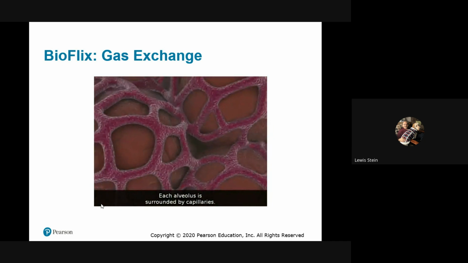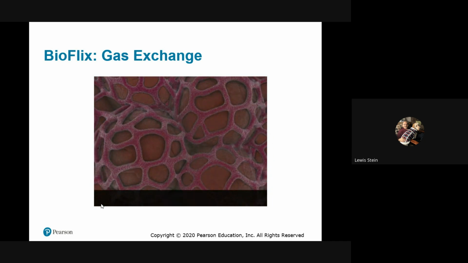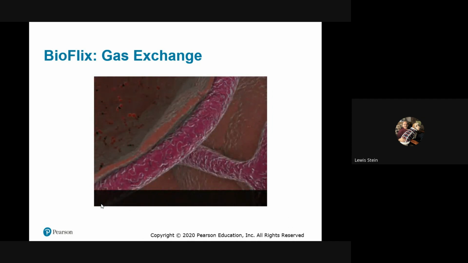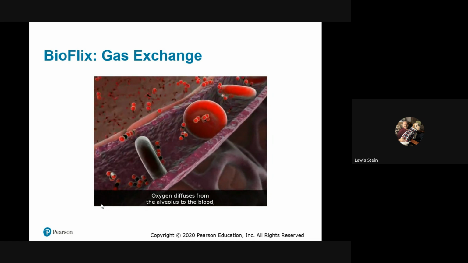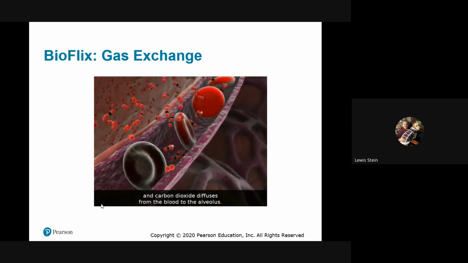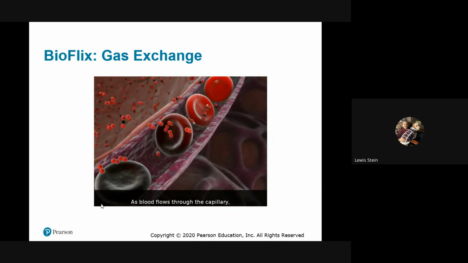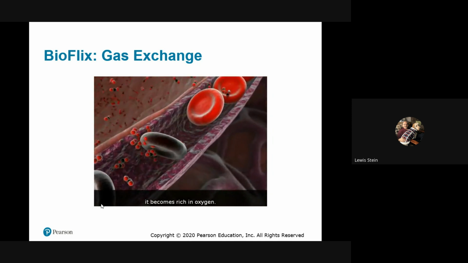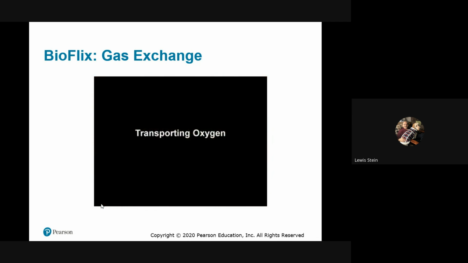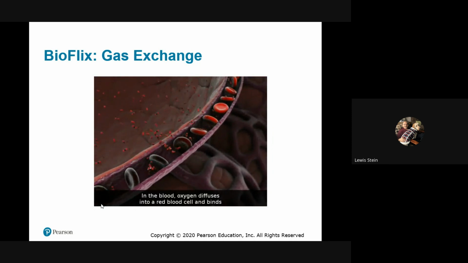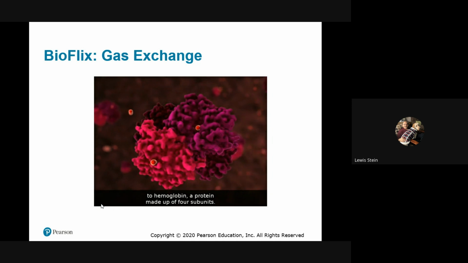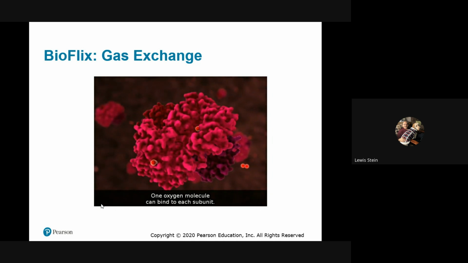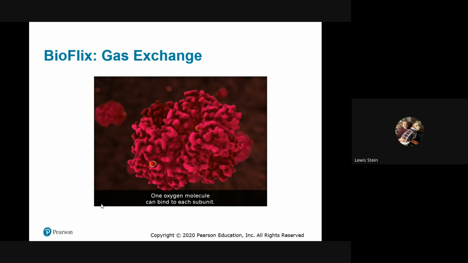Each alveolus is surrounded by capillaries. Oxygen diffuses from the alveolus to the blood, and carbon dioxide diffuses from the blood to the alveolus. As blood flows through the capillary, it becomes rich in oxygen. In the blood, oxygen diffuses into a red blood cell and binds to hemoglobin, a protein made up of 4 subunits. One oxygen molecule can bind to each subunit.